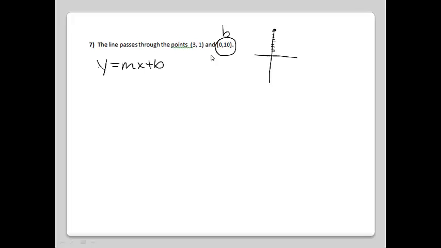And notice that we do have 2 points, so I can actually use the slope formula to figure out my slope. So I'm going to do y minus y, so I'll do 10 minus 1 over x minus x, so I'll do 0 minus 3. That's going to give me 9 over negative 3, which will reduce to negative 3. So my slope is negative 3. My y-intercept is 10. So my equation is going to be y equals negative 3x plus 10. And I now have an equation of the line.